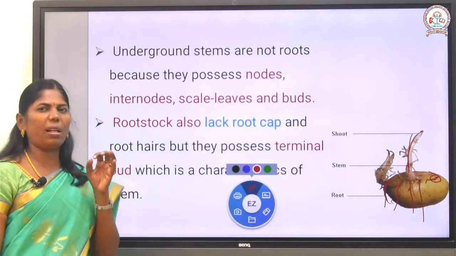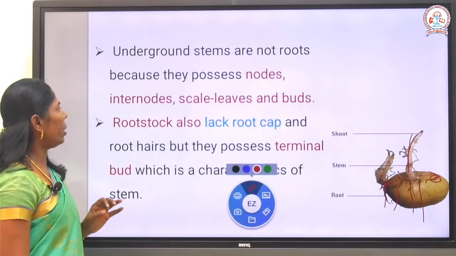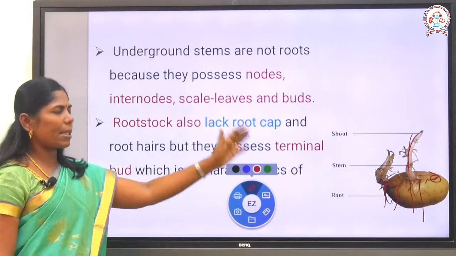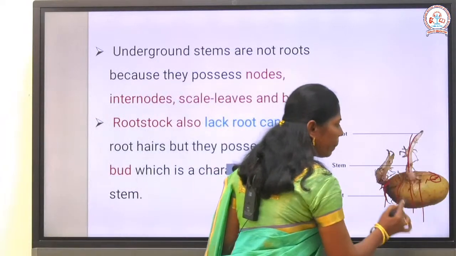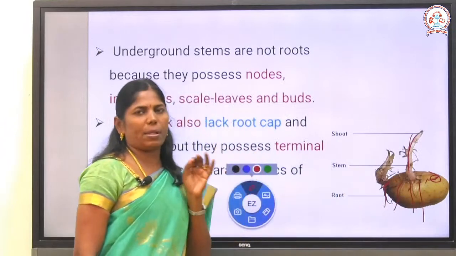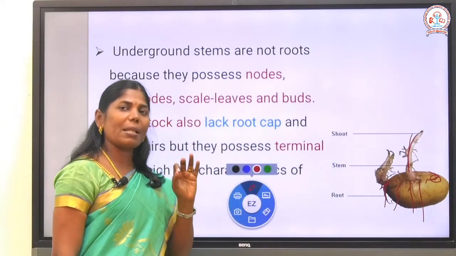We can see this very clearly in ginger. There are scale leaves and buds present. Scale leaves are totally covered by brown-colored scaly leaves. Foliage leaves are green in color.